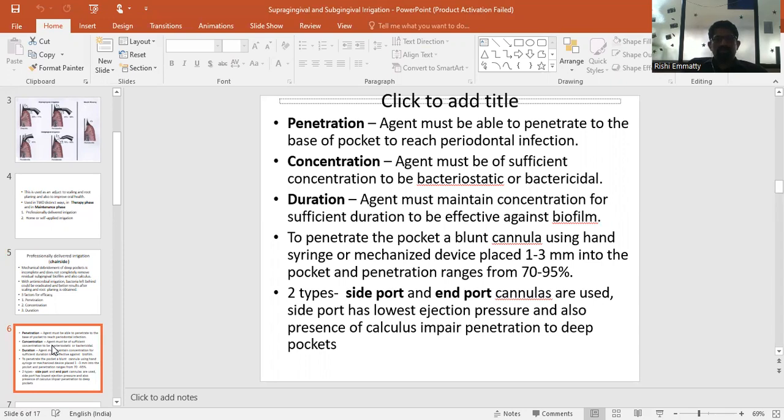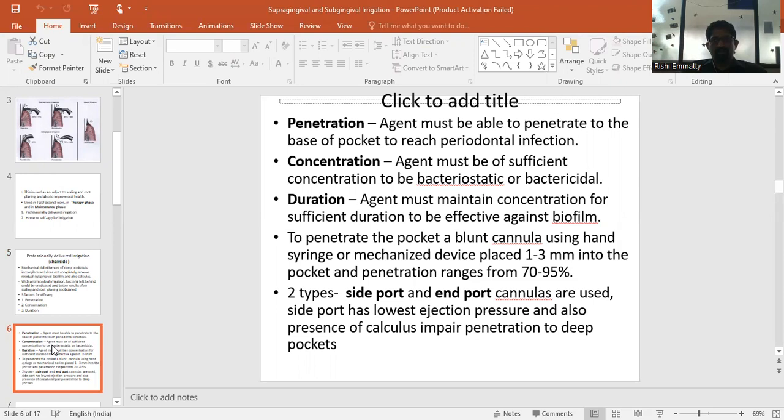There are two types of cannulas I use mainly: one is a side port cannula and one is an end port cannula. End port cannula, you will know, is your normal syringe, the cutting one. So there is an end port, the opening comes at the end. And side port is mainly used for endodontic irrigation in canals. The opening of the cannula will be on the side, not at the end. If the cannula is in your syringe, the opening will be here, and in the other one, the opening will be on the side area. So that is a side port cannula and an end port cannula.